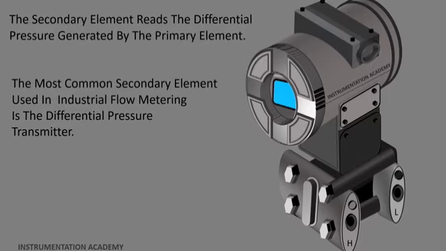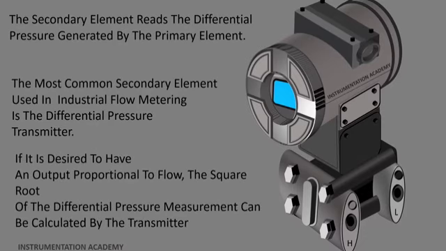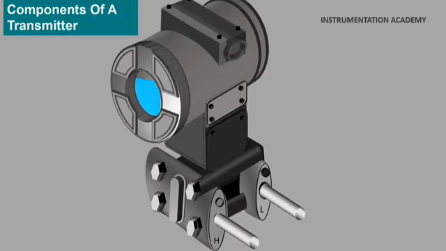This figure shows a simple differential pressure transmitter. If it is desired to have an output proportional to flow, the square root of the differential pressure measurement can be calculated by the transmitter. Components of a transmitter. Process connection. The process connection is used to connect the transmitter to the process. Common process connections include manifolds, impulse piping, and primary elements.